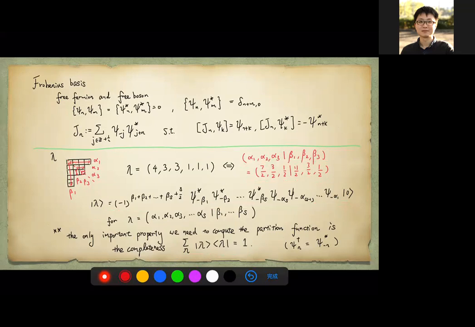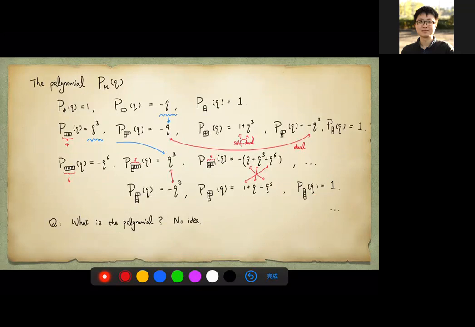And now I want to first play a little bit with this polynomial P mu, and I gave some explicit expressions of this P mu here. We can see, for example, if the Young tableau is empty, it's 1, and if it has 2 boxes in a row, it's minus q, and so on.